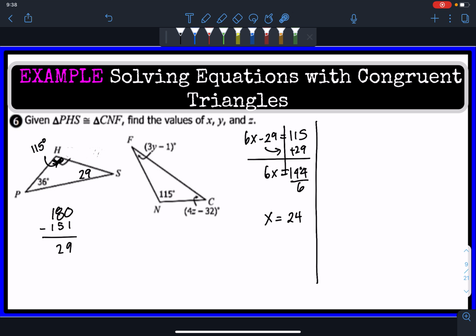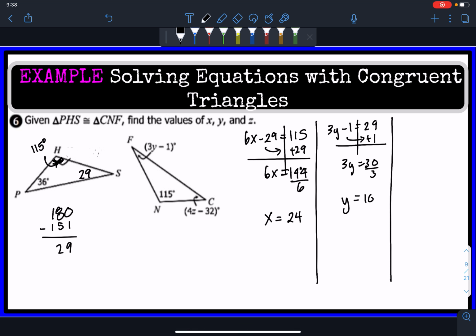So angle F is going to correspond to angle S, which we now know is 29. So getting 3y minus 1 and setting it equal to 29, we add the 1 to this side, and 3y is equal to 30. We divide by 3, and the value of y is going to equal 10.